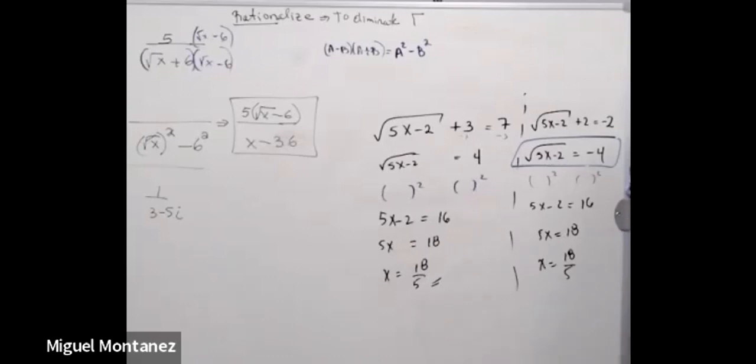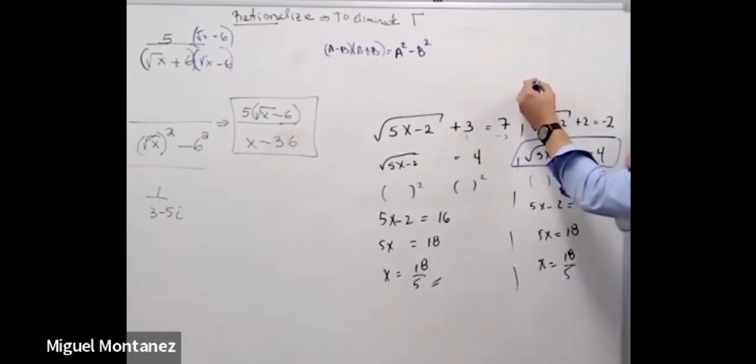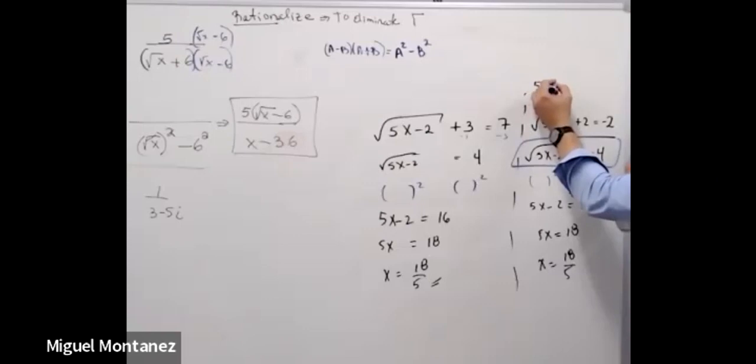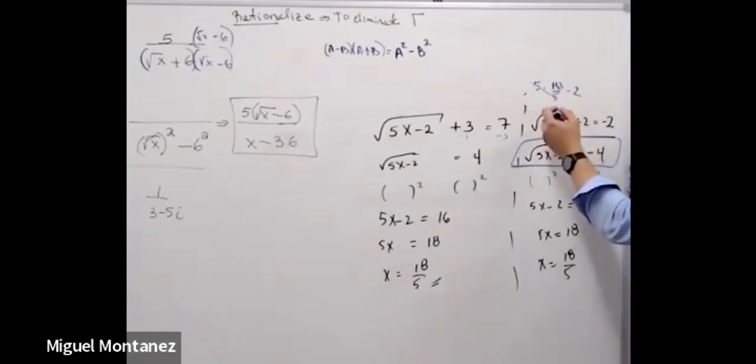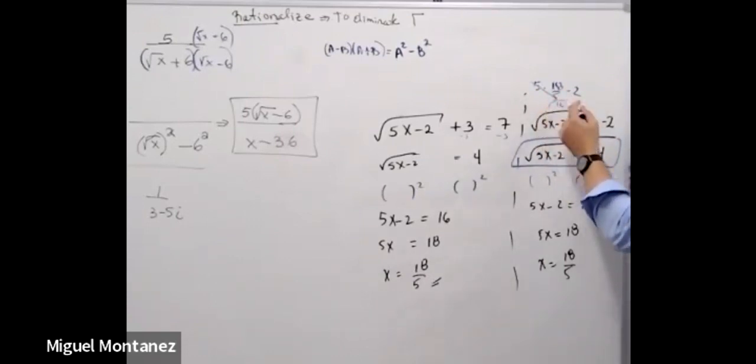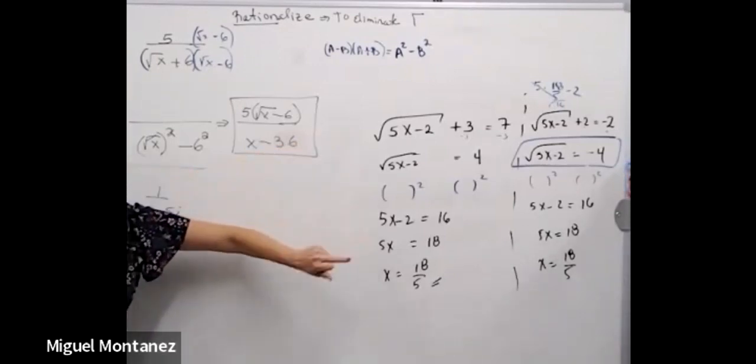You have to be careful with the even roots, the square roots. You have to be careful with the fractions. So let's do it very quickly here. If I have 5 times 18 over 5 minus 2. 5 over 5 is 1. 18 minus 2 equals 16. The square root of 16 is 4. 4 plus 2 is 6, and 6 is not equal to negative 2.